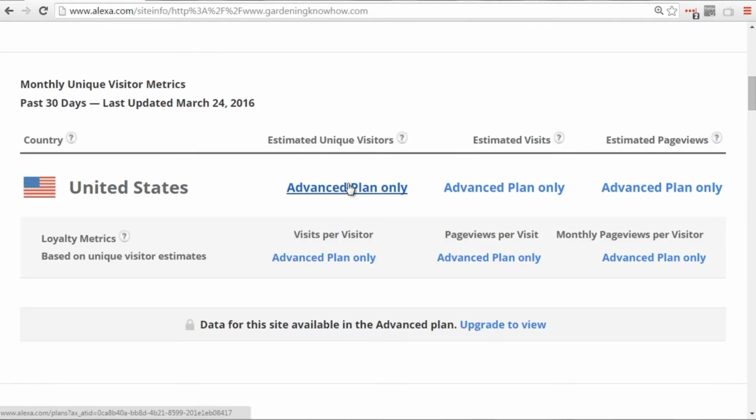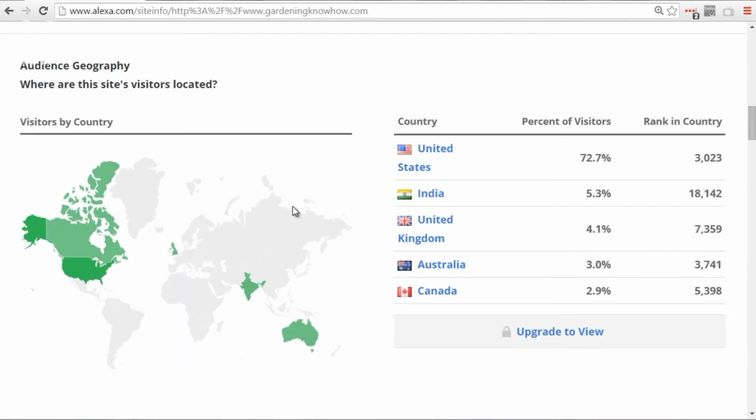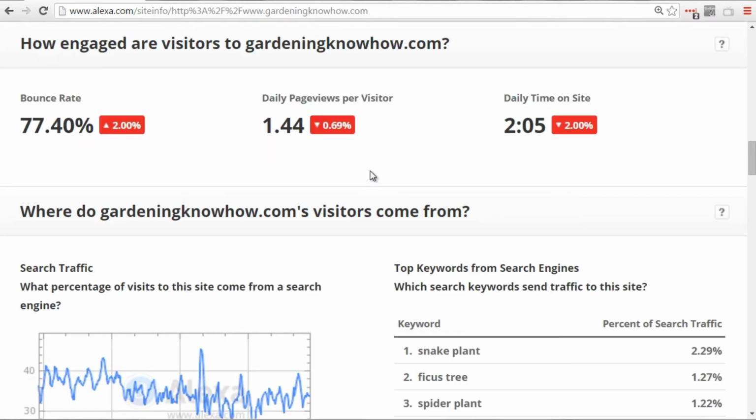Now, as you can see, this is for the advanced plan only, but we really don't care about this right now. What we're looking for is where our perfect buyer is and who our perfect buyer is. We can see that our potential buyers for this particular website are within the United States, followed by India and the UK. But the majority, 72%, is from the United States. That might be because they are utilizing a specific traffic source. We don't know. It doesn't really matter too much right now.